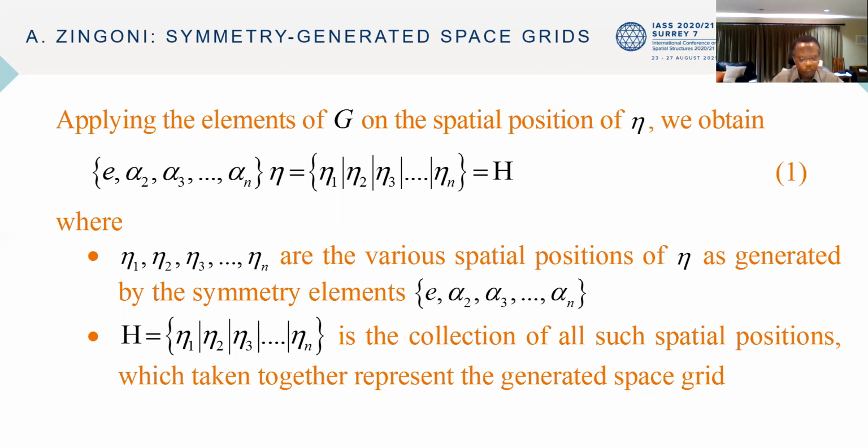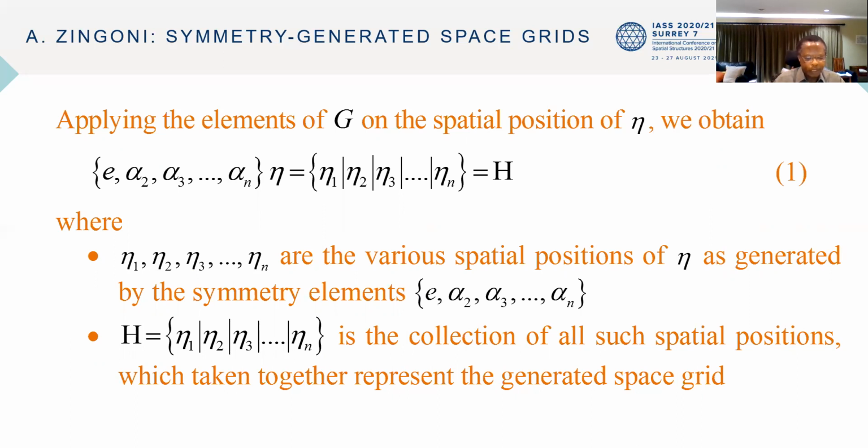The configuration of H belongs to the symmetry group G, and the physical properties of H, such as vibration or stability behavior, will be characteristic of physical systems belonging to symmetry group G. Equation 1 is the basis for generating larger space grids using symmetry groups. Let us consider a few examples.